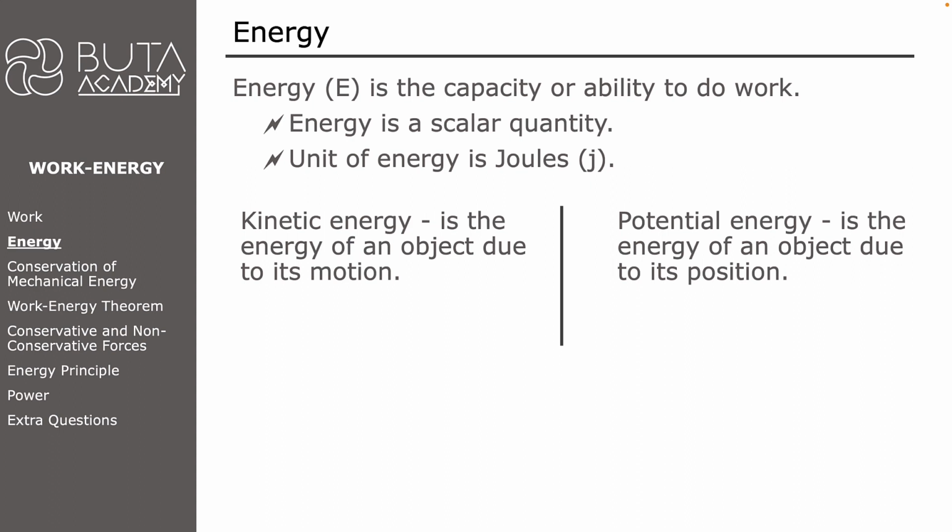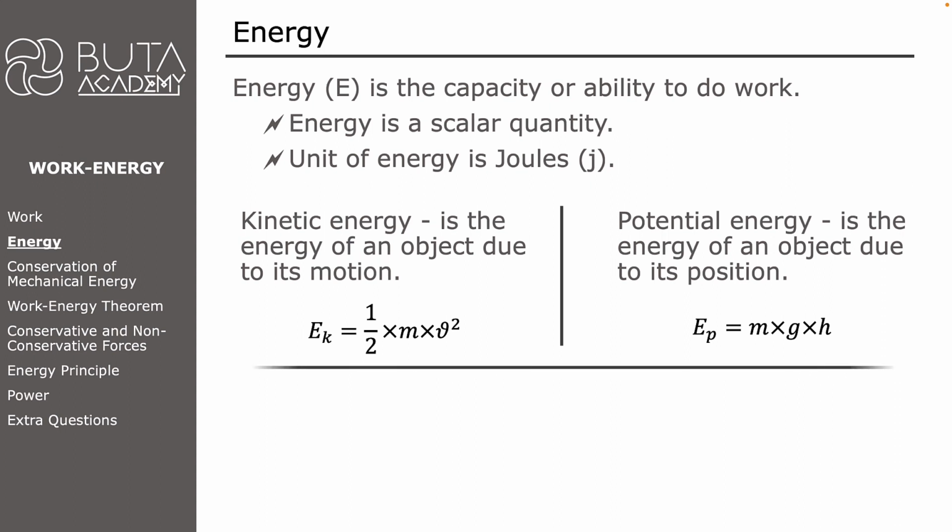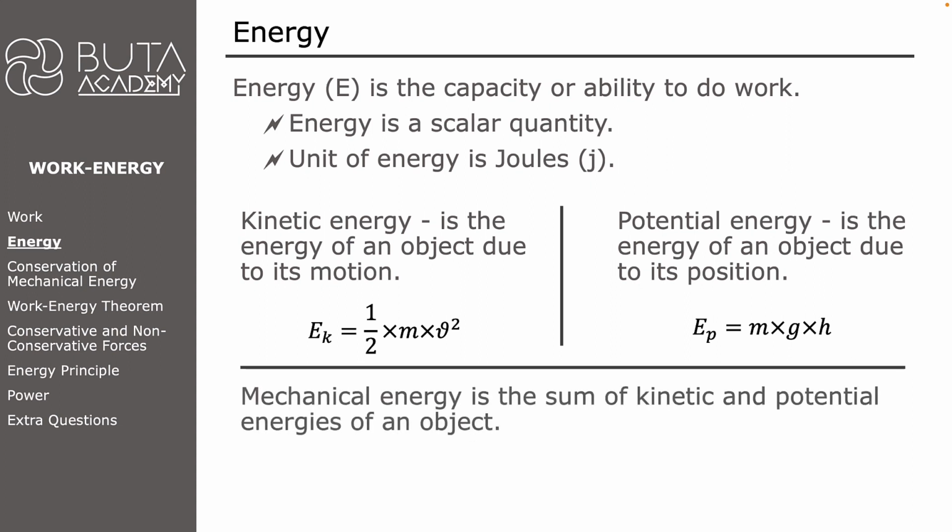Kinetic energy is determined by an object's velocity and can be calculated as 1/2 times the object's mass multiplied by the square of its velocity. Gravitational potential energy is proportional to an object's height and can be calculated as the product of the object's mass, gravitational acceleration, and height. An object can have both of these types of energies at the same time. Mechanical energy is used to express the combination of these two in an object. Mechanical energy is the sum of an object's kinetic and potential energies.